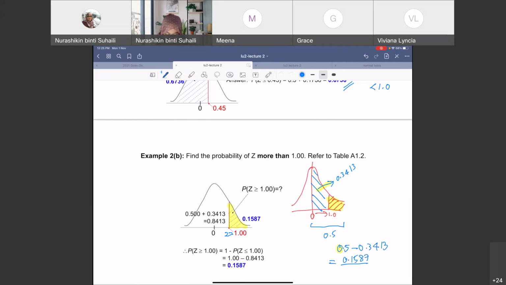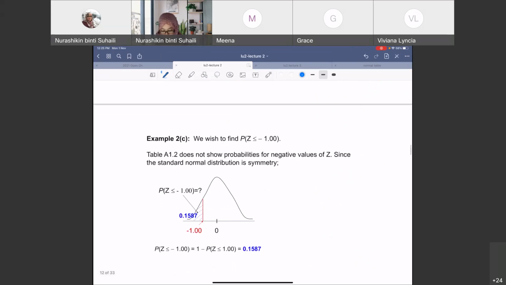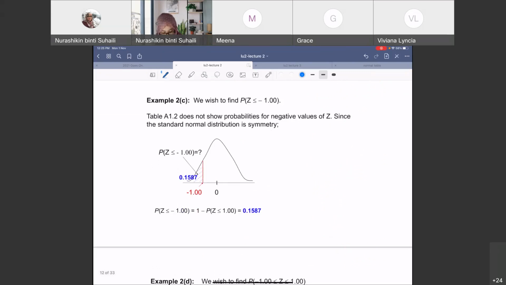This one is a bit the same. I mean, if you find this one first, it is a bit convoluted. This one is more straightforward, okay? So logically, you divide it into two, and this is the area from the table, and you want to find this one. So you subtract from 0.5 and you get this value, okay? All right, the same thing goes to the rest.